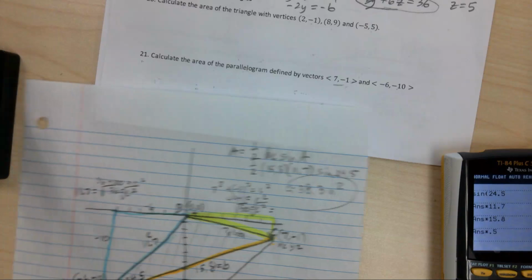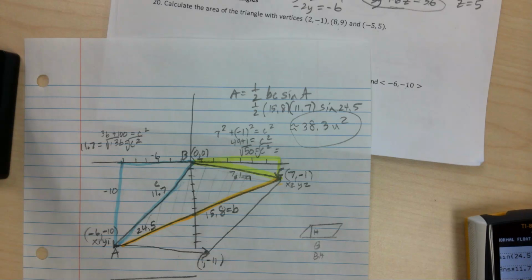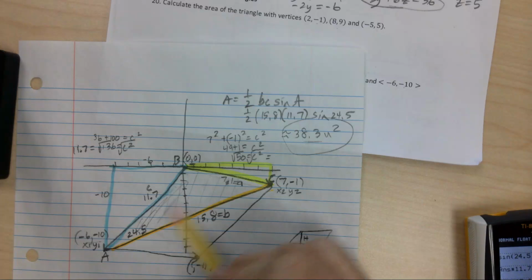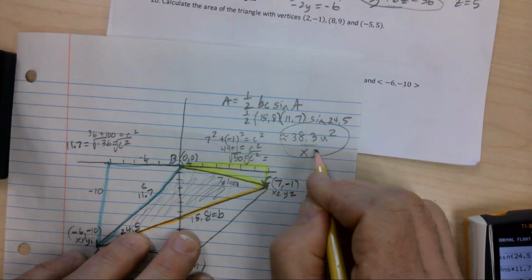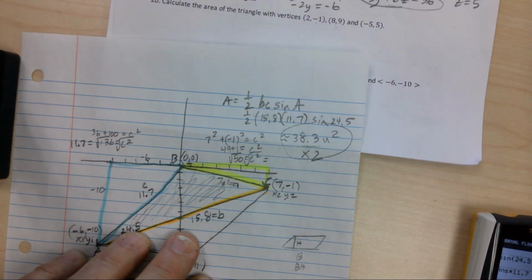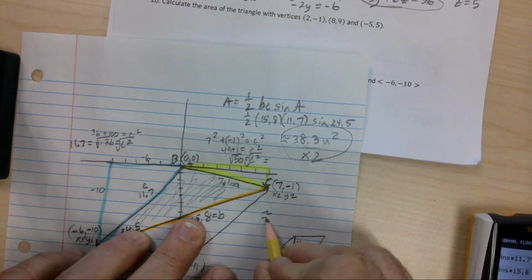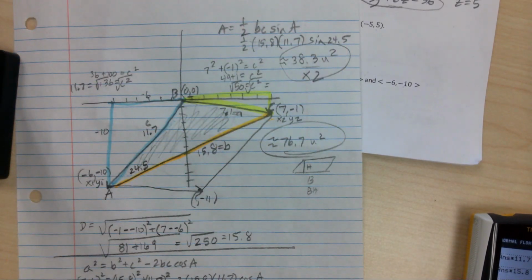Alright, so in my hurry to be done with this video, I almost made a major mistake and said, hey, there's your answer. But remember, that's just this. So once we calculated this to be this, we got to remember to multiply it by 2. So the grand finale, 76 point, we'll call it 7. So approximately 76.7 square units is the area of that there parallelogram. That's a lot of work.